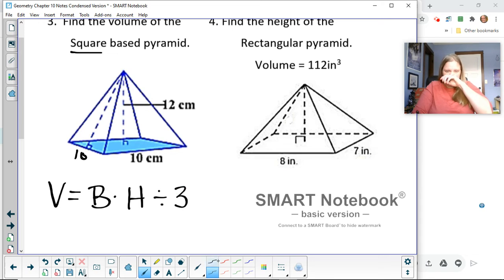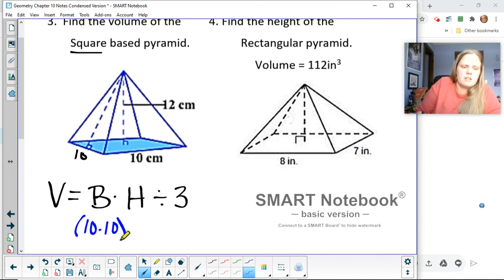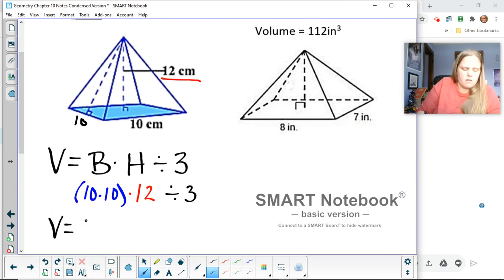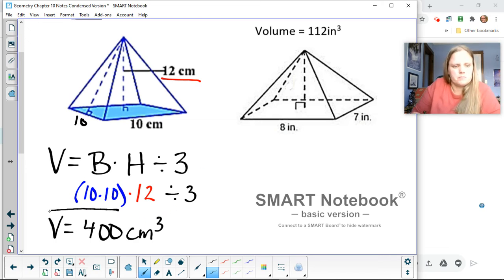Now, being that this base is a square, I need base times height, which would be 10 times 10. And then I'm going to multiply by the height of the pyramid itself, which is 12, and then divide by 3. So 10 times 10 times 12 divided by 3. My volume comes out to be 400 centimeters cubed.